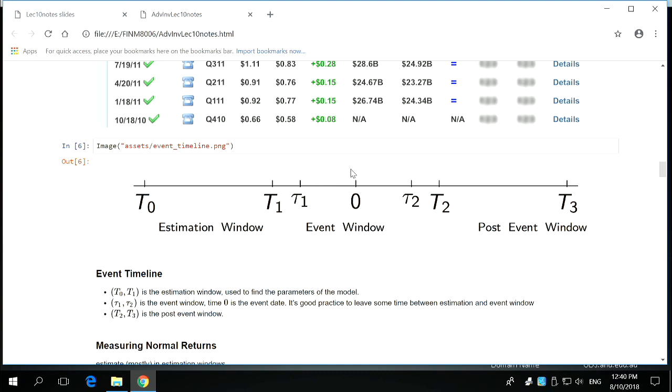You will also notice a lot of the time there's a gap between this T1 and tau 1. This gap is such that your estimation of the normal return will not be contaminated by the information in the event window. So you can really be sure what the normal return actually looks like. All right, so that's the estimation window.